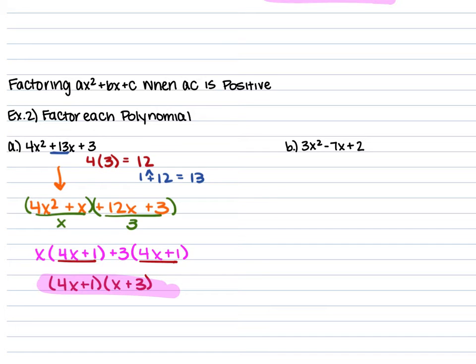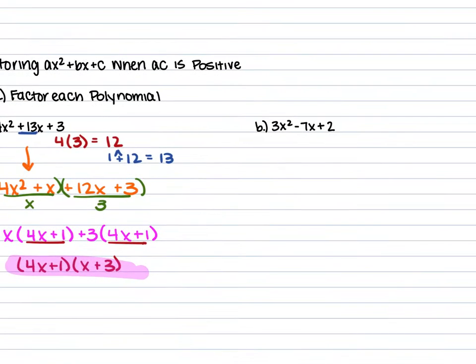For example B, we have 3x squared minus 7x plus 2. So we are going to take the first term, that a, which is 3, multiply it with our c term, which is 2. We get 6. That 6 is positive.